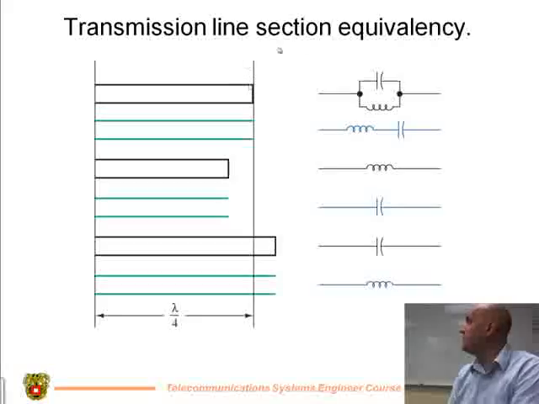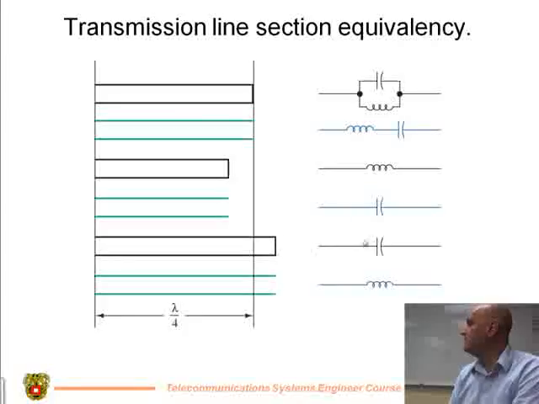Other thing, transmission line section equivalency. If we have a transmission line that's a closed circuit that ends right at the end of a wavelength, then it looks like an inductor and capacitor in parallel. An open circuit that ends right at the end of a wavelength looks like an inductor and capacitor in series, at resonant frequency. Okay? If we have a closed circuit that ends too short, then it's inductive. An open circuit that ends too short is capacitive.